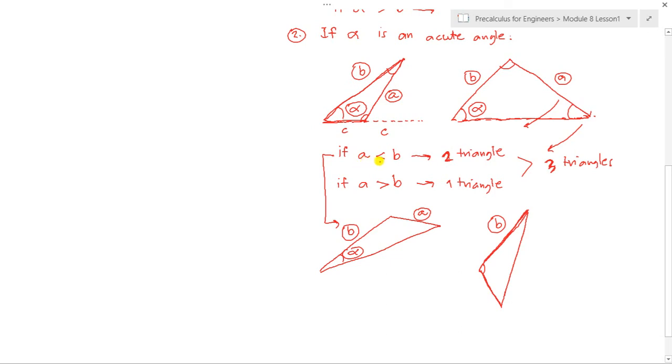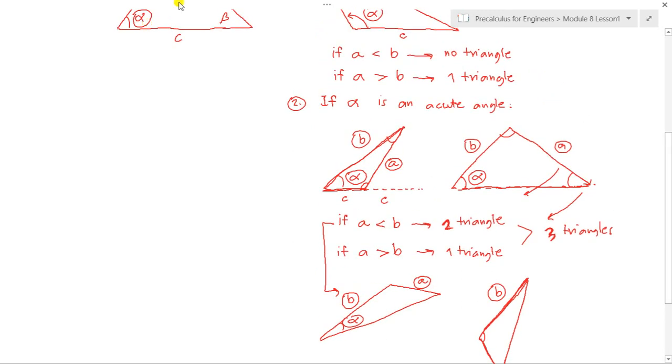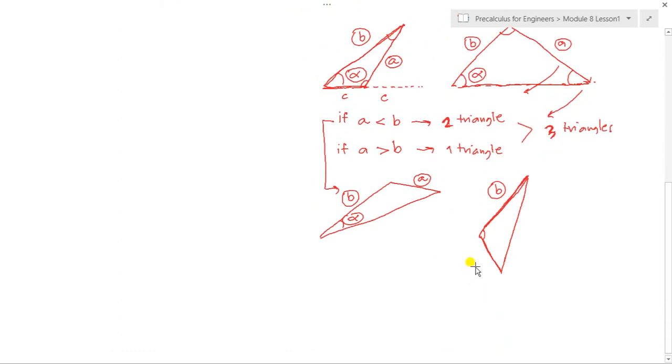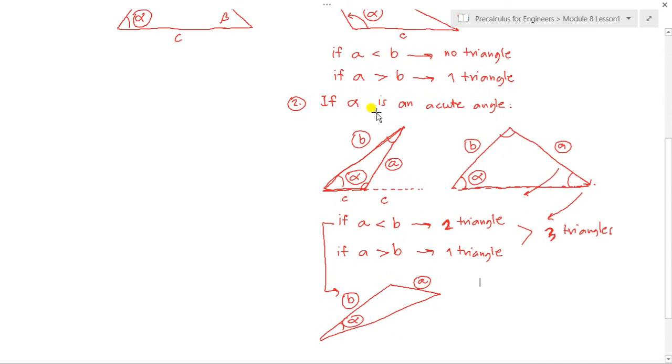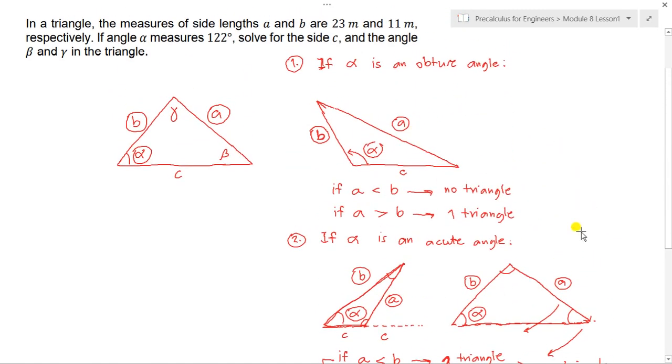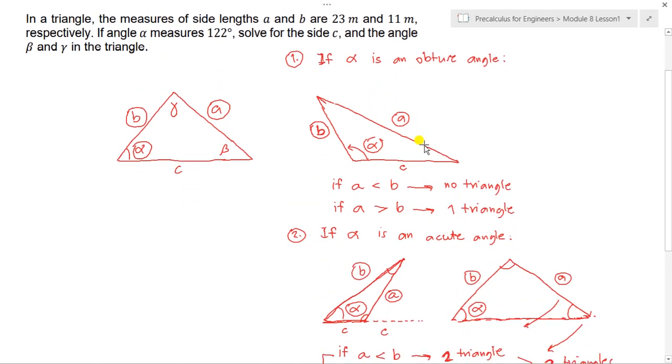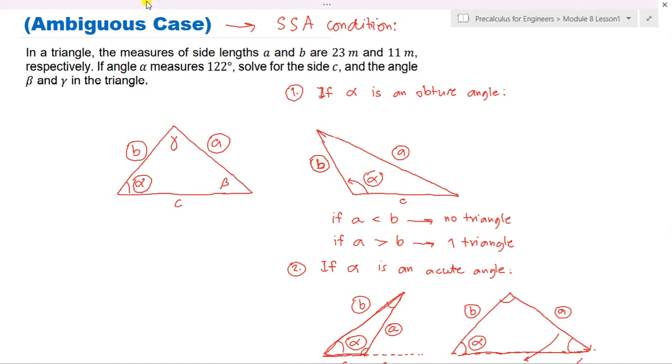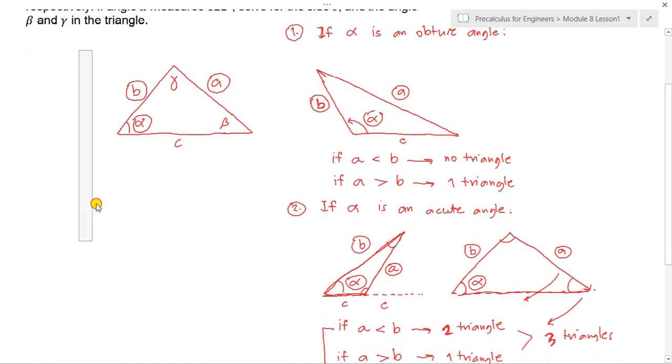Now, for the first statement, where A is less than B, there are two possible answers. This is called the ambiguous case because there are two possible answers. Okay, two triangles. So, for the second condition, if A is an acute angle and A is less than B, we get two triangles, or two solutions. However, if A is greater than B, with alpha acute, then only one triangle is generated, the same as the first condition.